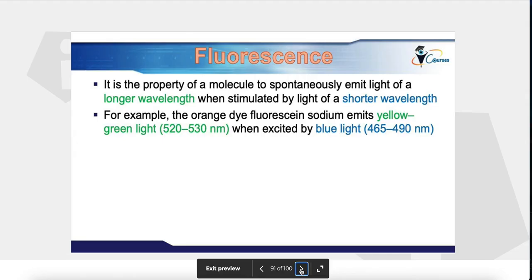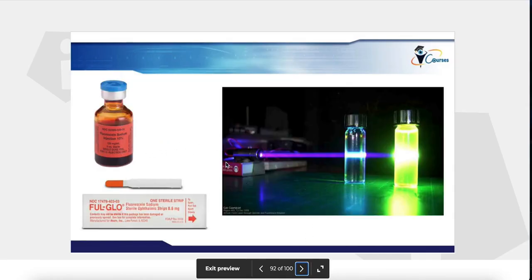So fluorescence, as we mentioned before, is the property of a molecule that makes it emit light of longer wavelength, like green, when it is stimulated by shorter wavelength, like the blue. For example, the fluorescein dye or fluorescein sodium will emit yellow-green light when it is excited by the blue light, as you can see here.